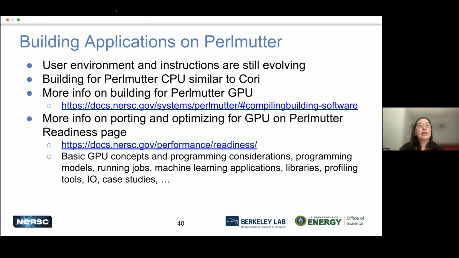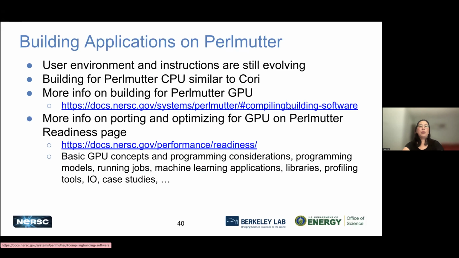So this is about Perlmutter. I'm not showing exactly how you do it. Building for Perlmutter on CPU is pretty similar to Cori. The Milan node architecture is loaded by default, and we have the GNU compiler as default. But other than that, it's very similar. There's also PrgEnv-gnu loaded by default for you.